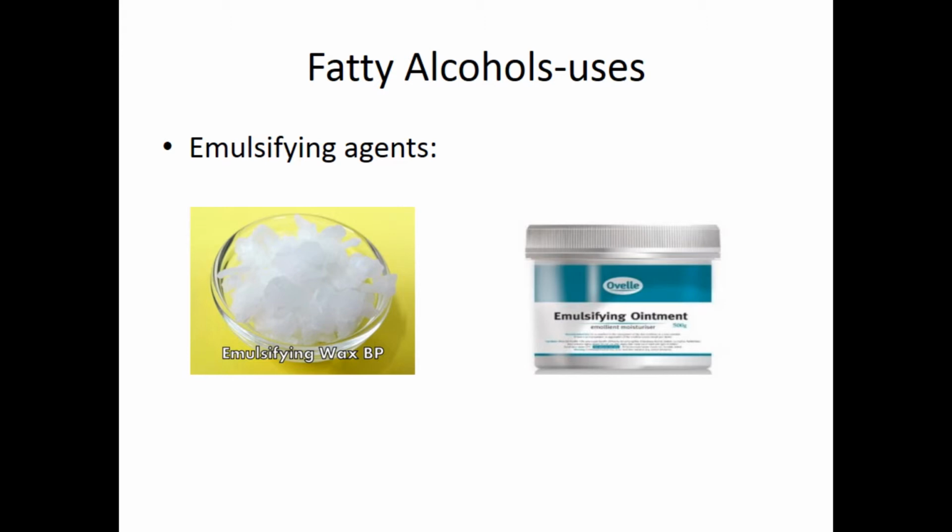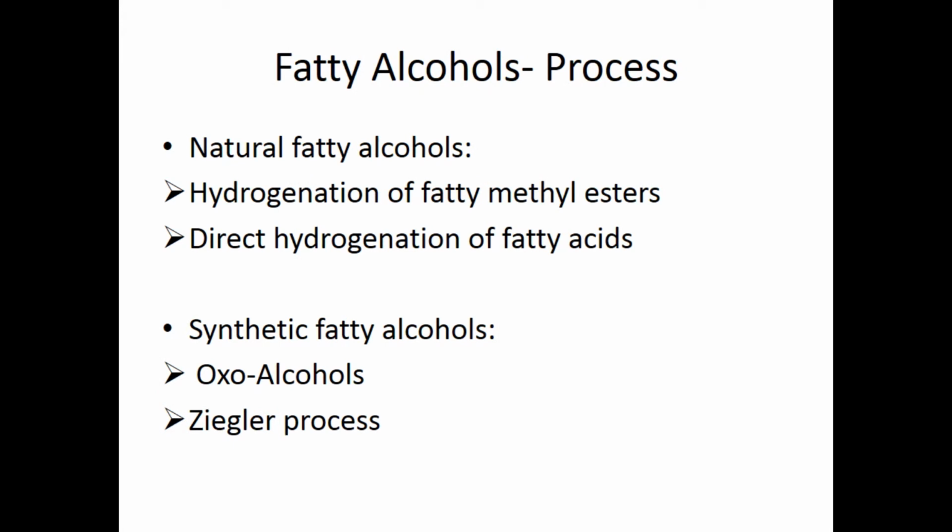Emulsifying agents are also used in baking to aid the smooth incorporation of fat into the dough and to keep the crumb soft. Fatty alcohol can be separated into two types: the natural fatty alcohol and the synthetic fatty alcohol. The natural fatty alcohol is mainly produced using these methods: hydrogenation of fatty methyl esters and direct hydrogenation of fatty acids. In our selected industry, direct hydrogenation of fatty acid is used.